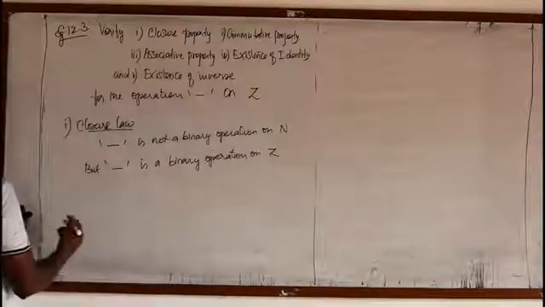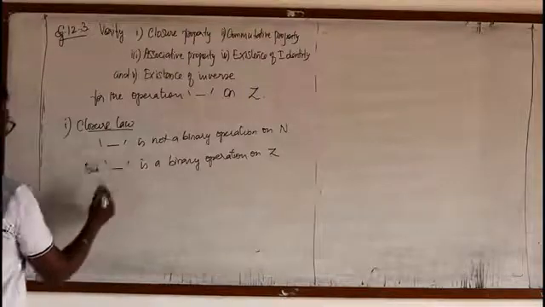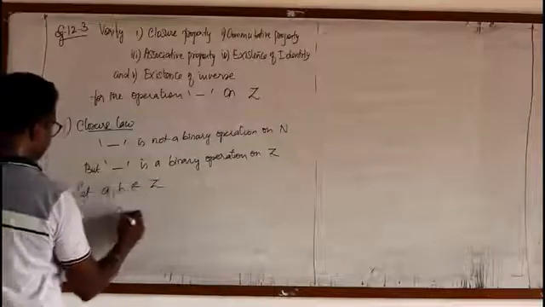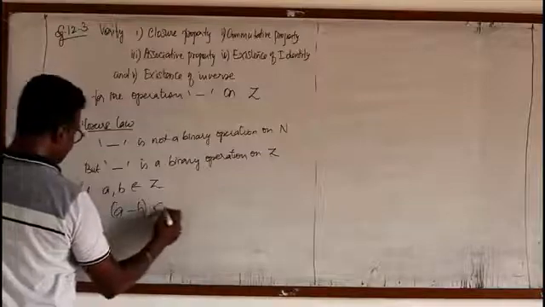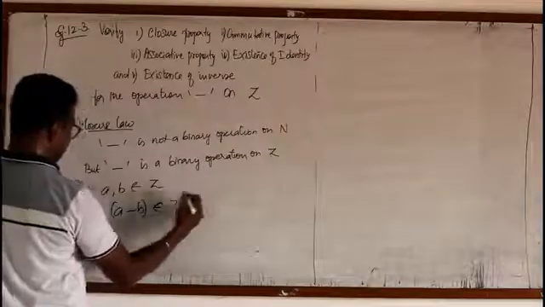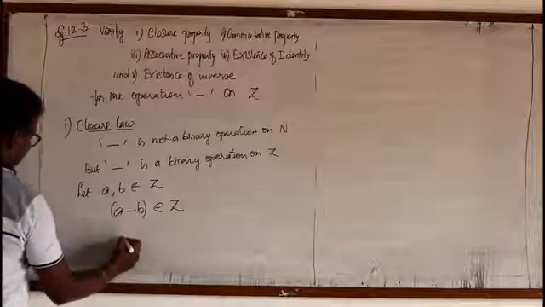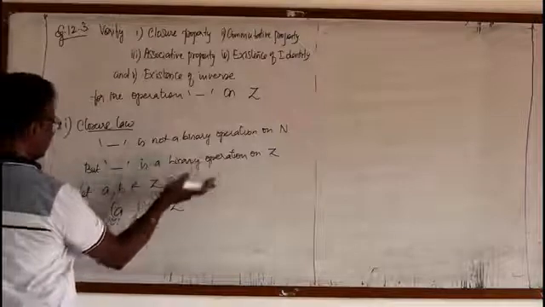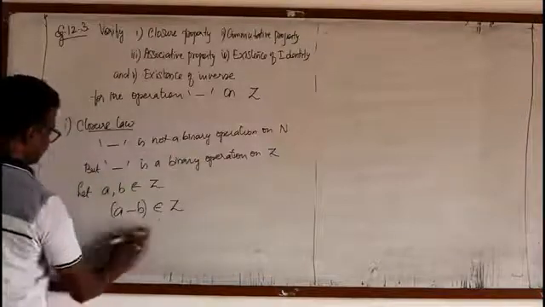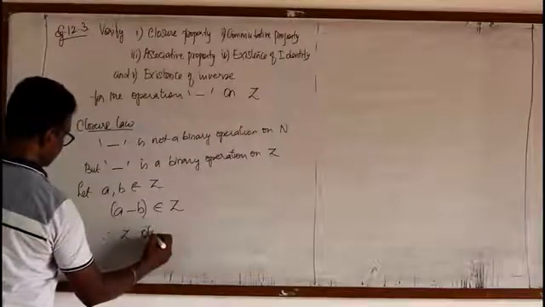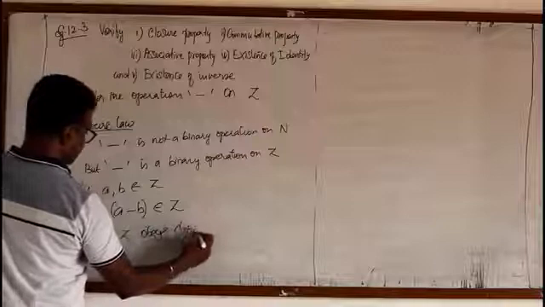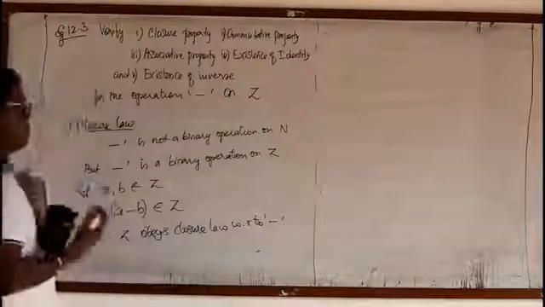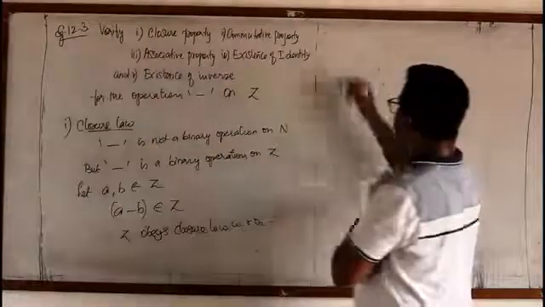Now we should go for the closure law. Since it is a binary operation on Z, let a, b belong to Z, then a minus b, whether negative or positive, definitely belongs to Z. Therefore minus is not only well defined, it also obeys the closure law. So Z is closed with respect to minus sign. Now we shall go for the commutative property.